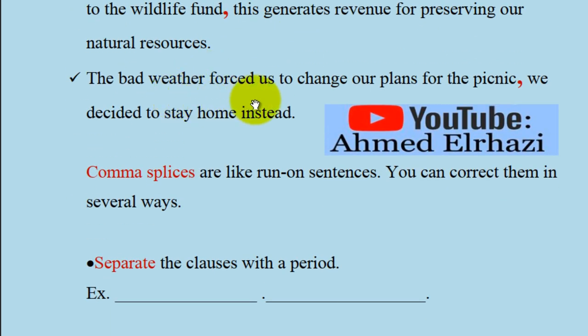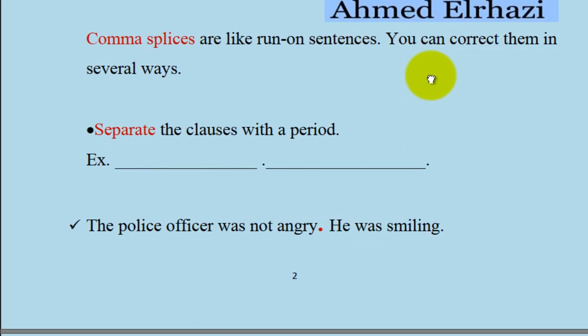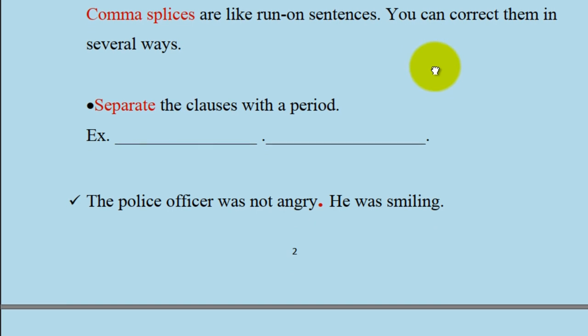The bad weather forced us to change our plans for the picnic, comma. This is an independent clause. Another independent clause: we decided to stay home instead. This is another independent clause, and joining it with a comma is called a mistake. Comma splices are like the run-on sentences we saw before. You can correct them in several ways. There are many ways to correct them.